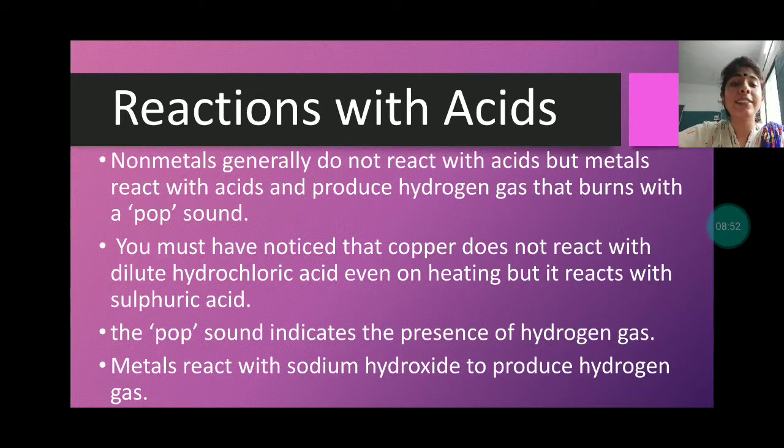Even on heating, it does not react, but it reacts with sulfuric acid, because sulfuric acid is very reactive. With sulfuric acid the metal can react, a pop sound will come, and hydrogen gas will be liberated. The pop sound indicates the presence of hydrogen gas. Metals react with sodium hydroxide to produce hydrogen gas.